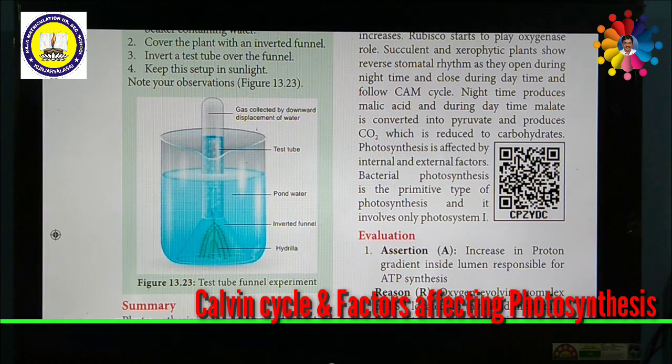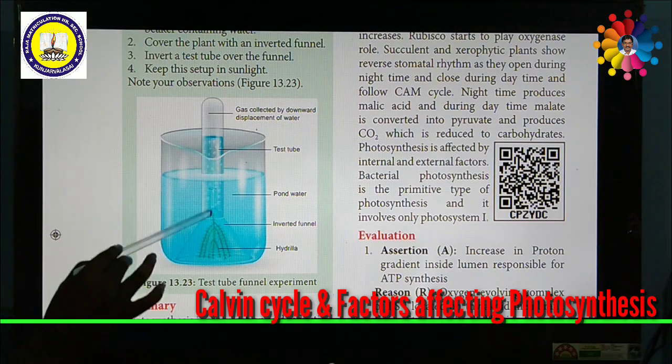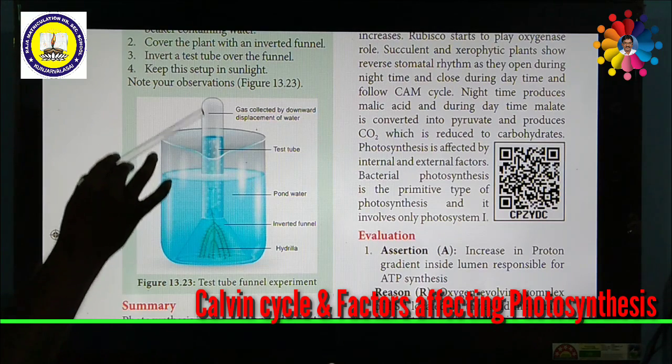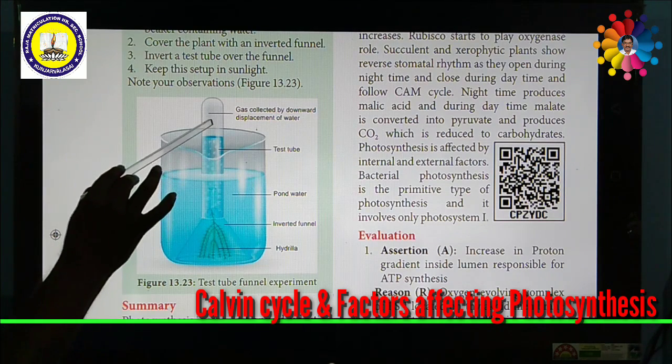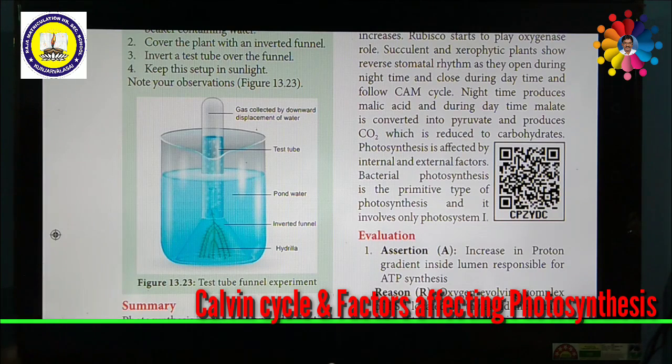After some time we can observe that air bubbles are released from the Hydrilla twigs. Then these air bubbles are collected at the end of the tube. Then carefully remove this test tube and bring a burning splinter. The burning splinter burns brightly. This indicates that the gas evolved is oxygen. So from this experiment we can conclude that oxygen is evolved during photosynthesis. Now we are going to see about photosynthesis in bacteria.